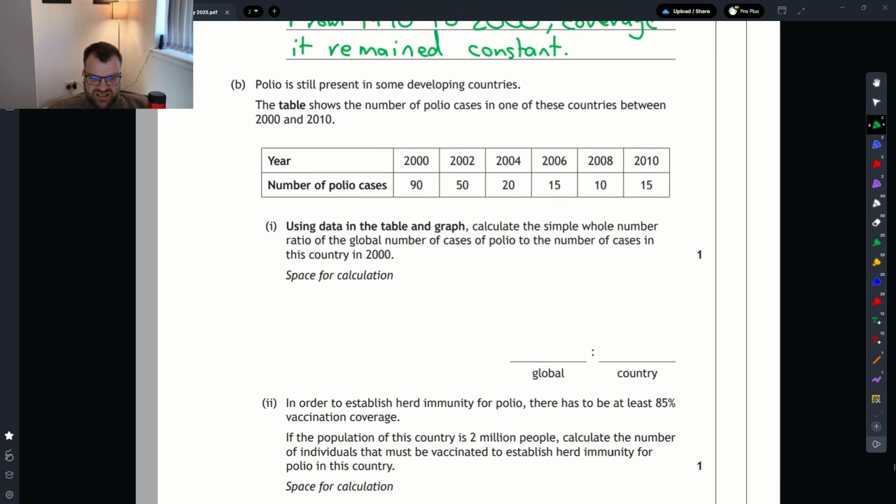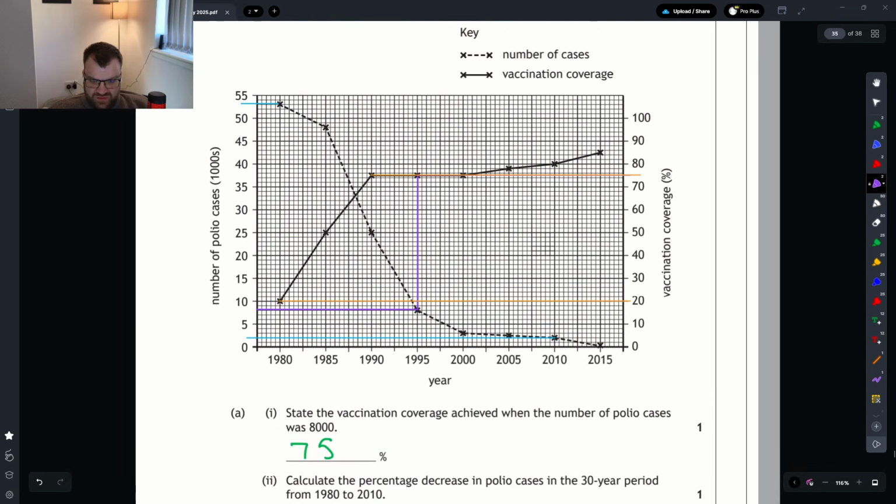Next one, table. Okay, so we need data in the table and graph. Simple whole number ratios. Global number to cases in this country in 2000. So one of the countries is there. So 2000, so the country was 90. So cases 2000 global.